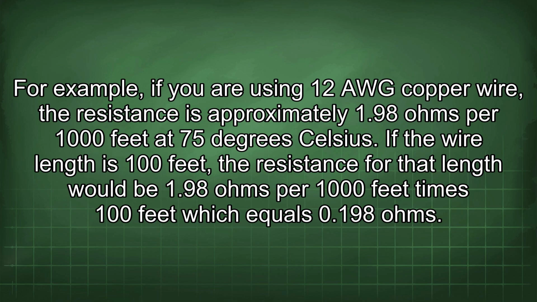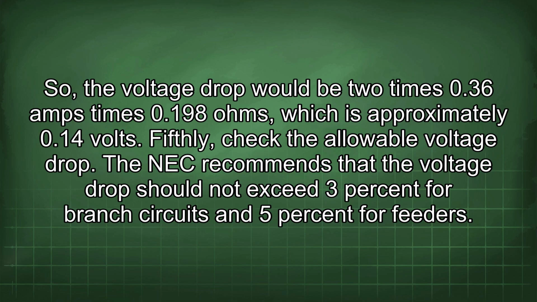If the wire length is 100 feet, the resistance for that length would be 1.98 ohms per 1000 feet times 100 feet, which equals 0.198 ohms. So, the voltage drop would be 2 times 0.36 amps times 0.198 ohms, which is approximately 0.14 volts.